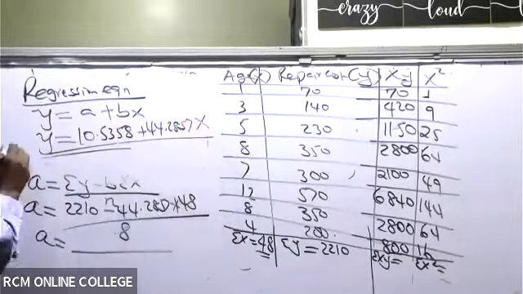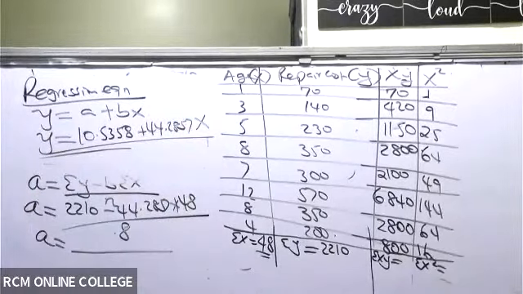So we must reach there. Once we reach there, then we have answered the first question. And remember, in this second question, they want us to interpret the meaning of the coefficients.